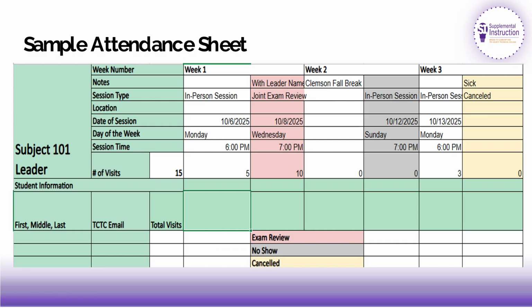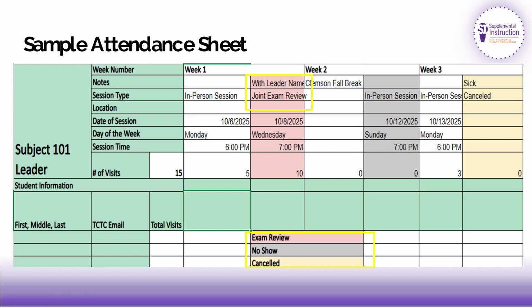This is an example of the attendance spreadsheet for chemistry. Each spreadsheet will have a tab for each SI leader with their class and their name. If there is more than one leader for a class, this drop box will have a few additional features, like indicating if leaders did a joint exam session. Leaders are required to color code their boxes to help decipher exam reviews, no-shows, and canceled sessions.